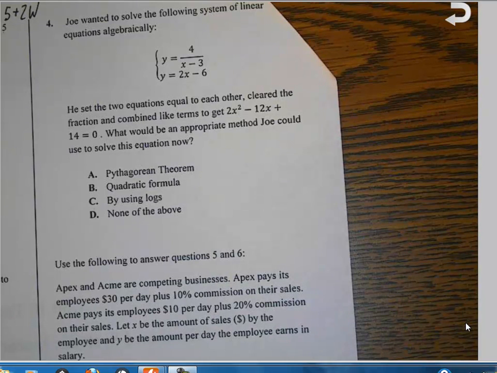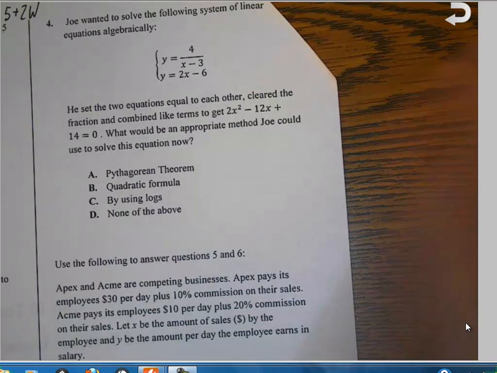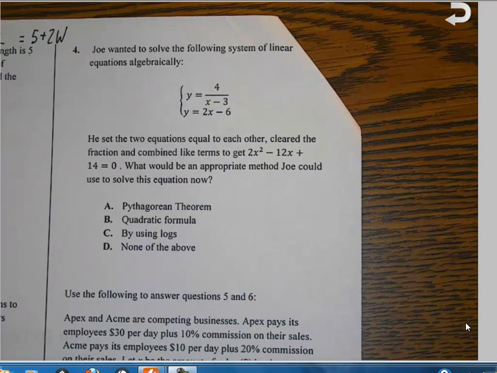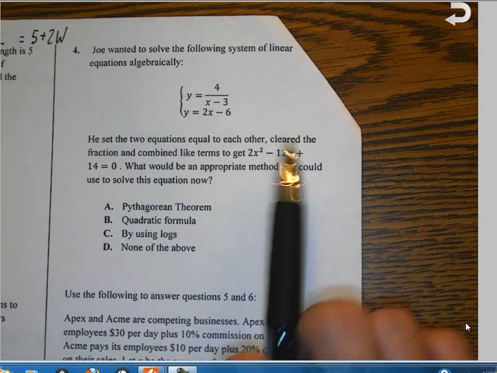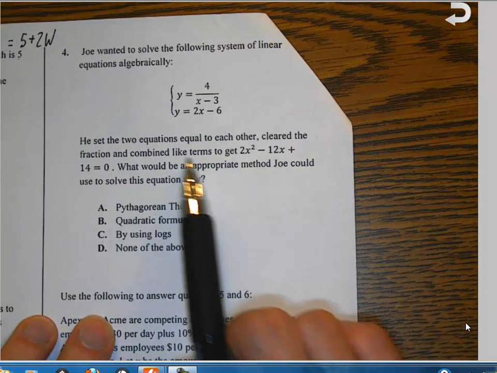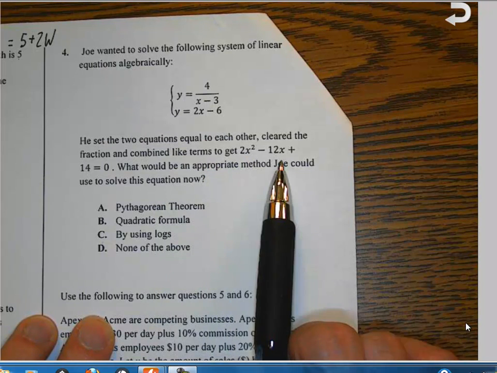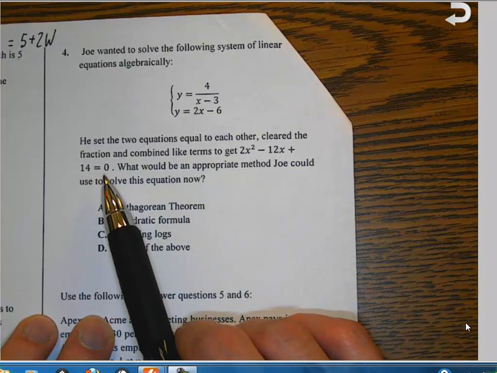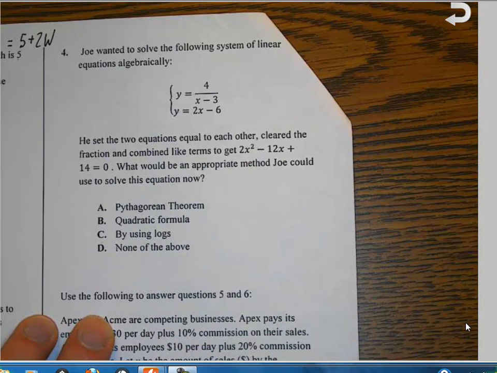For the next one, you have that Joe wants to solve the system of linear equations algebraically. And how does he do it? Well, he set the two equations equal to each other, cleared the fraction, and combined the like terms to get 2x squared minus 12x plus 14 is equal to 0. What would be an appropriate method Joe could use to solve the equation?